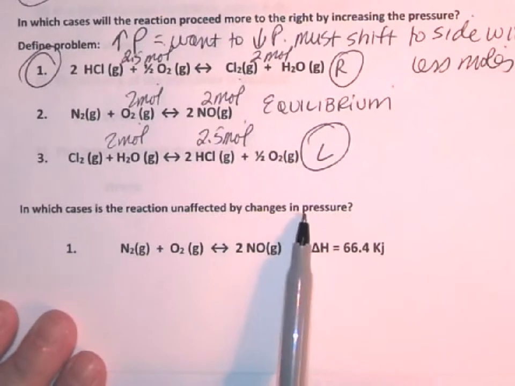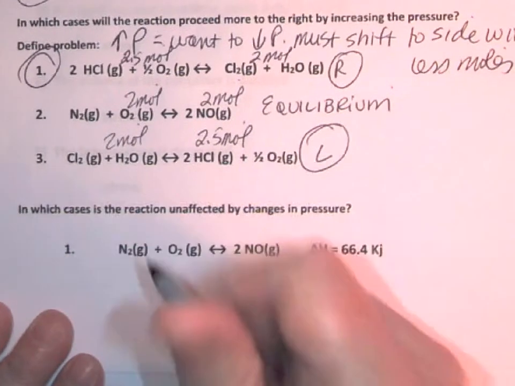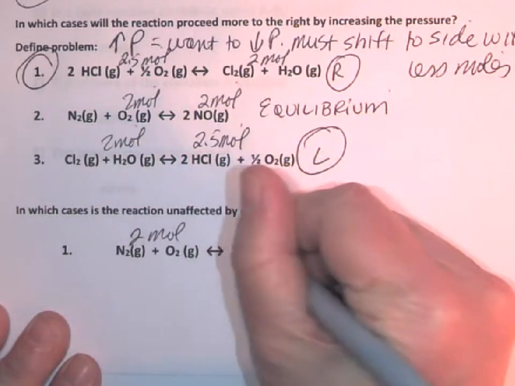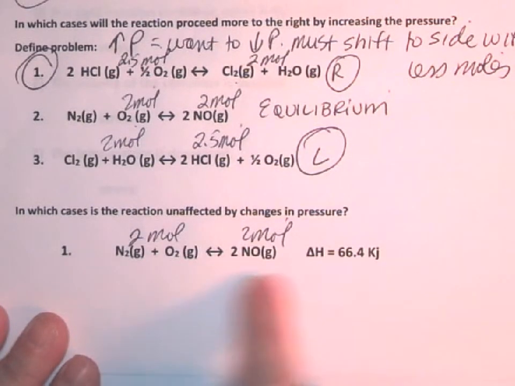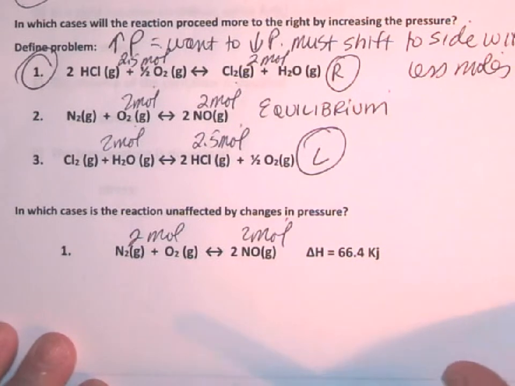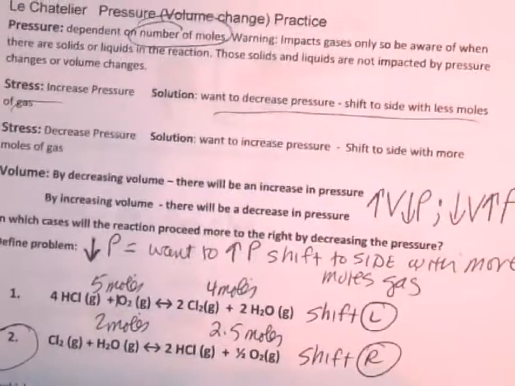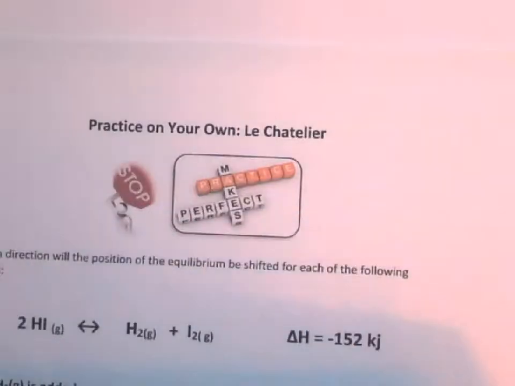So increased volume would always indicate you're decreasing pressure, and vice versa. In this case, it's unaffected by changes in pressure. This is one that has the exact same moles on each side. That's how you'd be answering this question, looking for those particular ones that have the same number of moles on each side. All right, so this is a problem in your textbook.